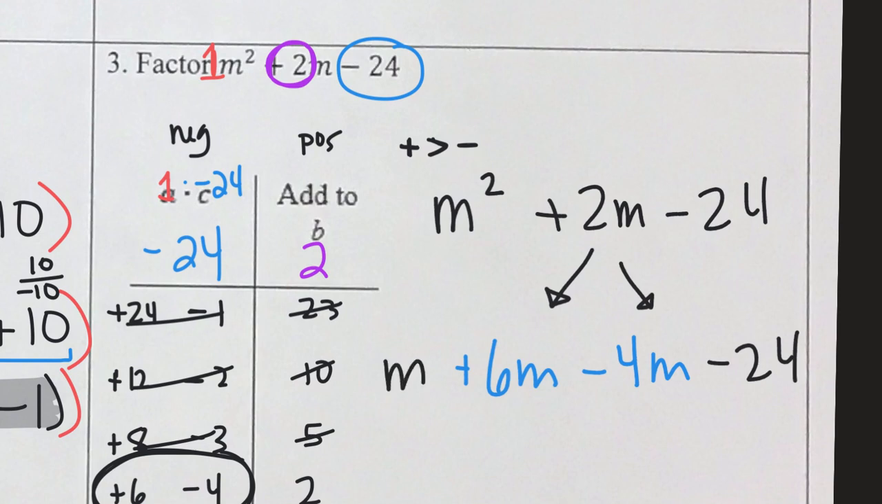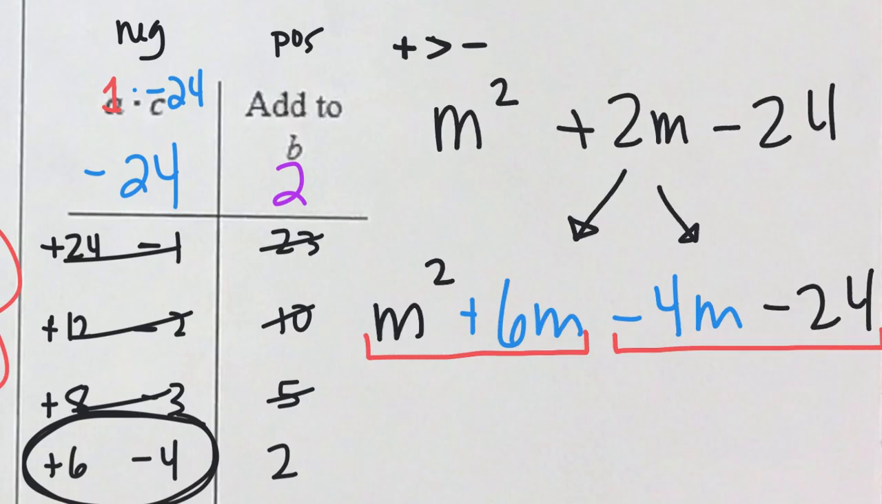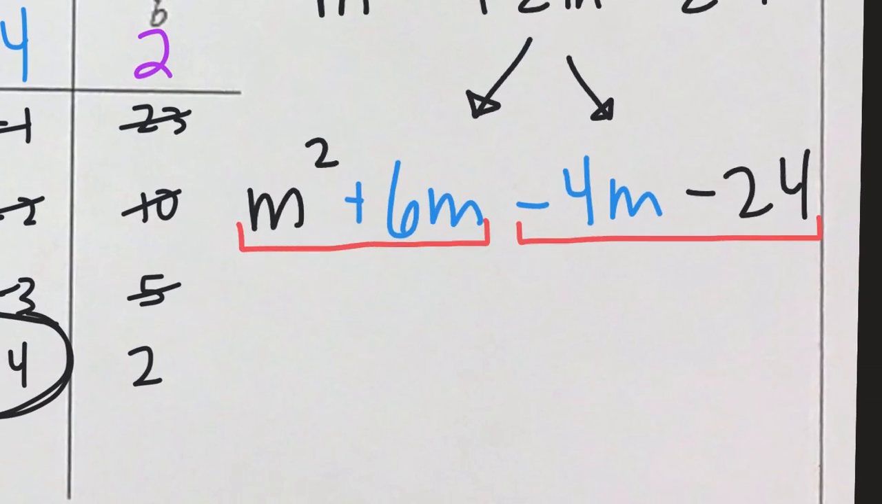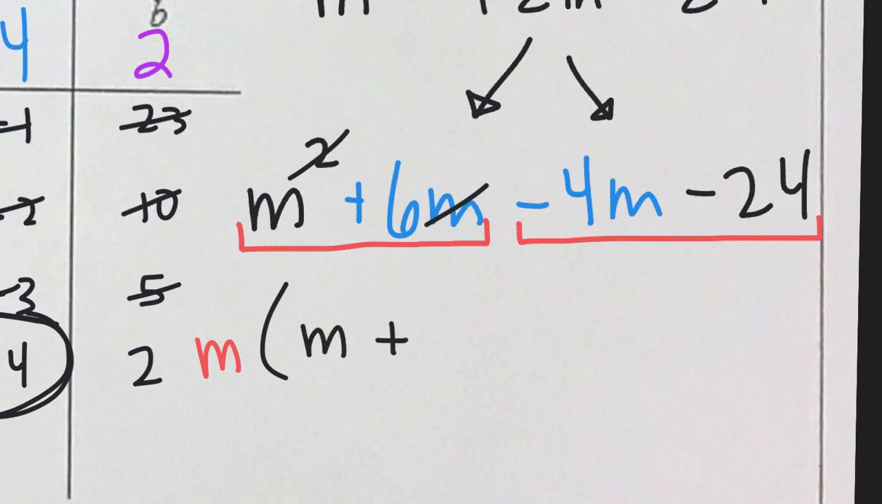Okay, and then I have my other terms. I have my m squared and the minus 24. So now I'm looking at these first two terms and my second two terms. What do m squared and 6m have in common? They both have an m as a multiplier. Right? So I take 1m away from here and 1m away from there. M plus 6.